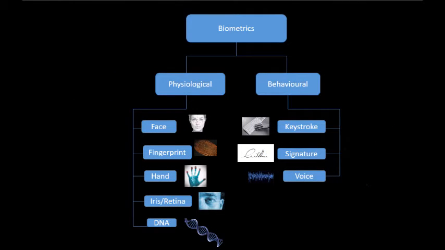Now we are going to see some types of biometrics. The first one is facial recognition, the second one fingerprint, the third one palm recognition, the fourth is iris and retina, and the last one is DNA.